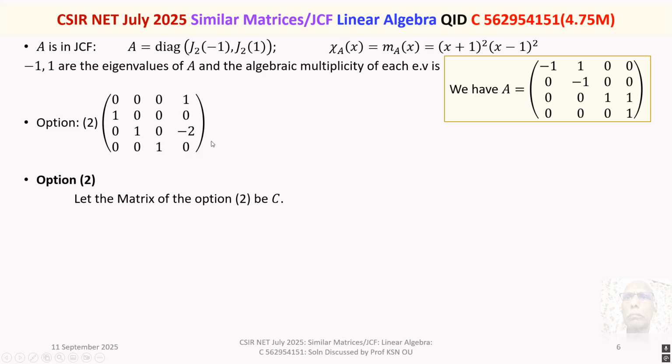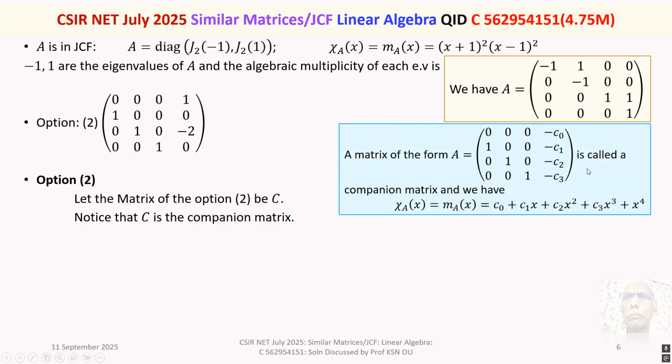Look at this matrix. It is the companion matrix. So notice that C is the companion matrix, and a matrix of this form, 0, 0, 0, minus C naught; 1, 0, 0, minus C1; 0, 1, 0, minus C2; 0, 0, 1, minus C3, is called a companion matrix. And we know for a companion matrix, the characteristic polynomial and the minimal polynomial are equal, and equal to C naught plus C1x plus C2x square plus C3x cube plus x to the power of 4. You have to remember this.